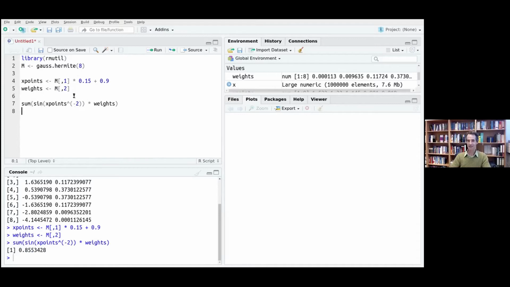And here we have an approximation of the integral. Okay, so you can see here that this integral is approximately 0.855. And this is very fast because we have to evaluate the function only at 8 points, which is a big advantage compared to other approximation methods.